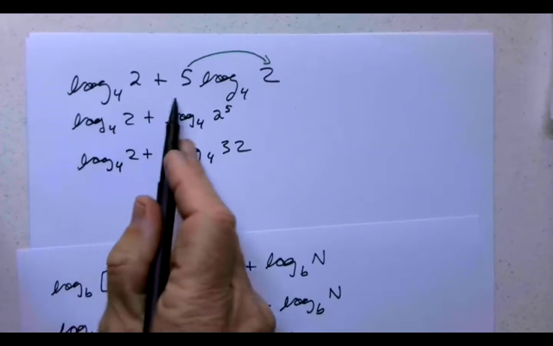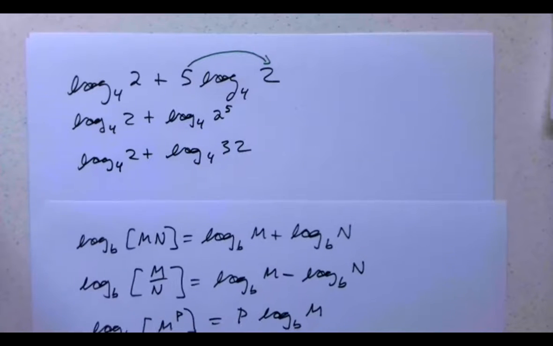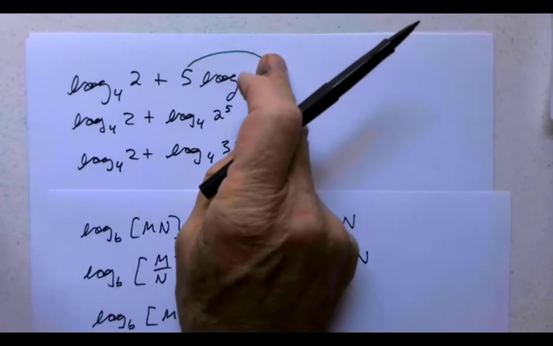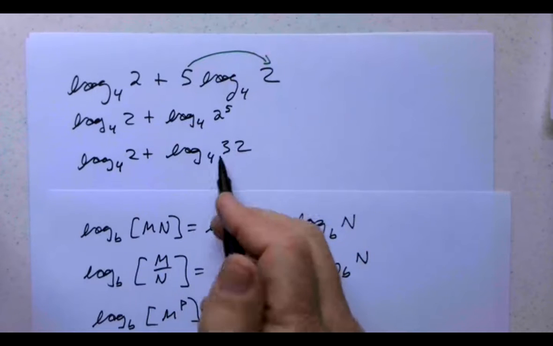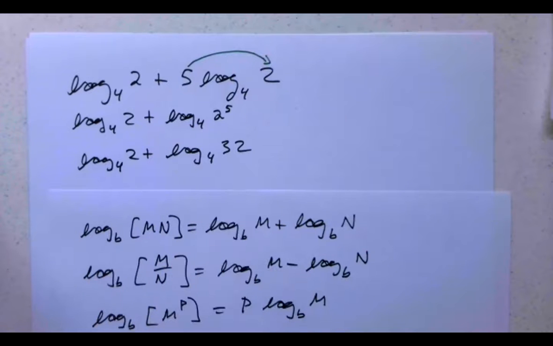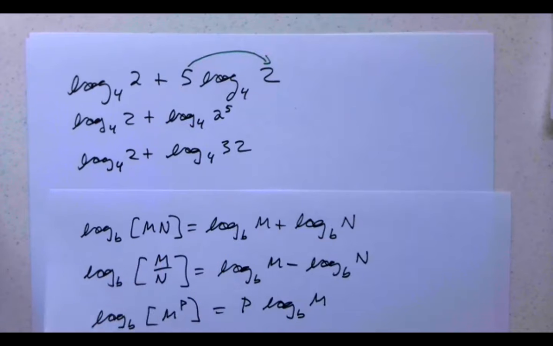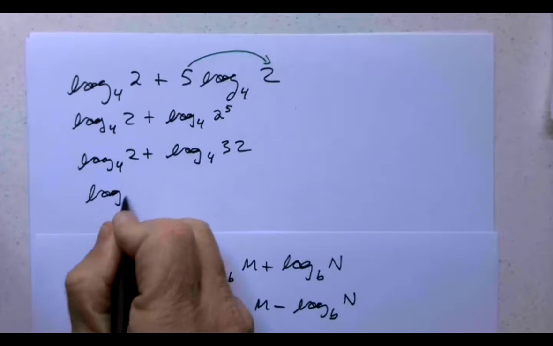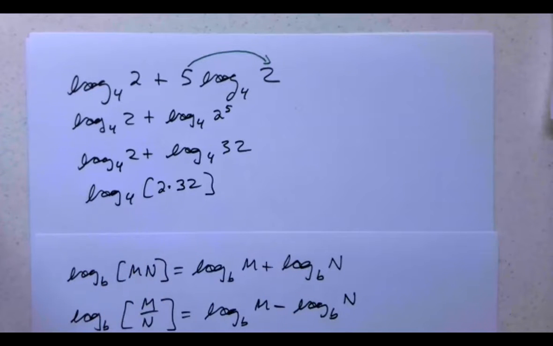Again, log base 4 of 2 plus 5 log base 4 of 2. I pull the exponent up using my exponent rule. P log base b of m is log base b of m to the p. I pull the exponent up. So that's log base 4 of 2 to the 5th. 2 to the 5th, 2, 4, 8, 16, 32, is log base 4 of 32. So now I have log base 4 of 2 plus log base 4 of 32. But the sum of the logs is the log of the product. So I can think of this as log base 4 of 2 times 32, which is log base 4 of 64.